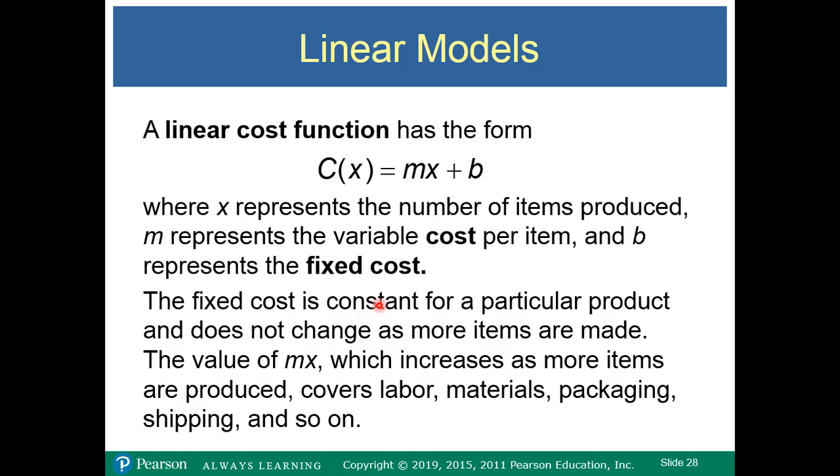So the fixed cost is constant for a particular product. It does not change as more and more items are made. So again, for example, the rent for the building. You have to pay the same amount of rent every month, regardless of whether you produce 0 items or whether you produce 1,000,000 items. You pay the same.